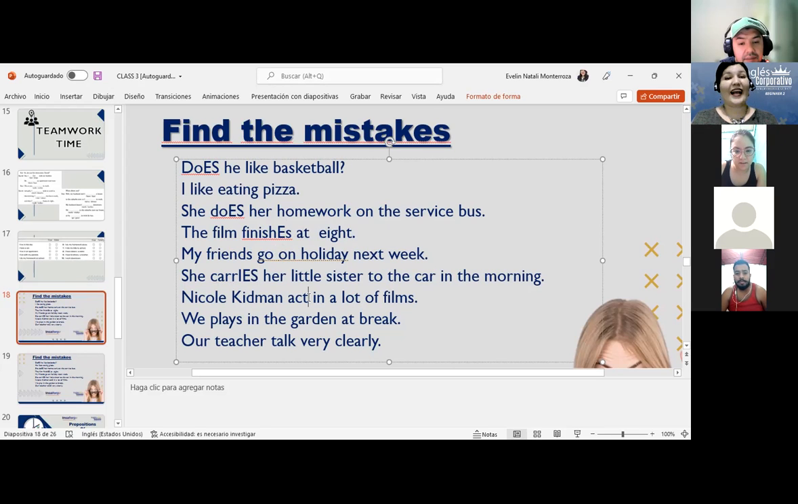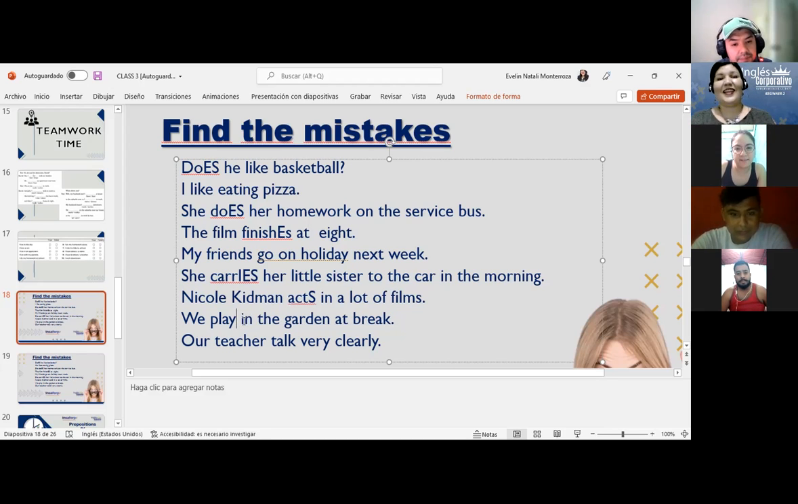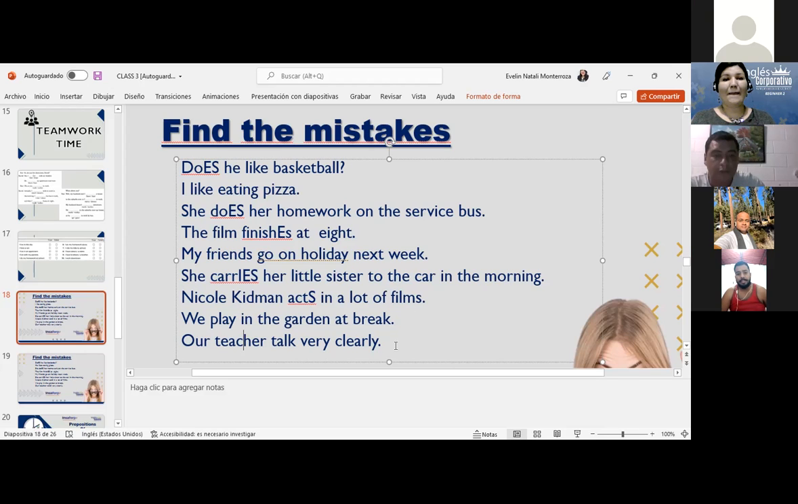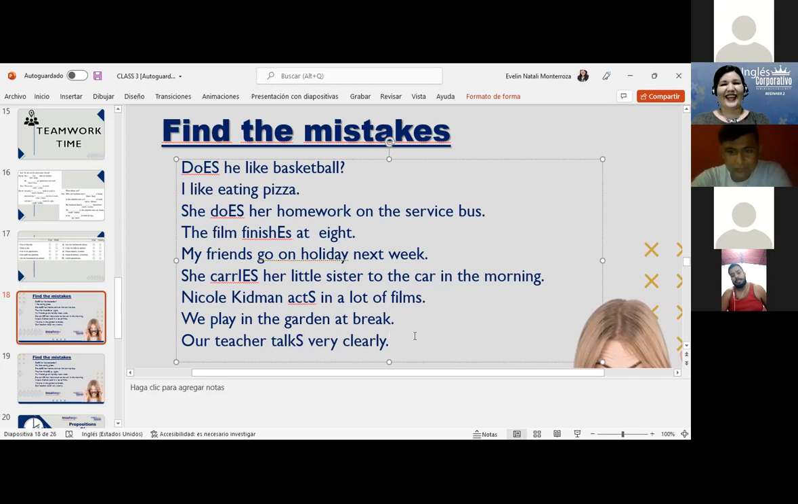Nicole Kidman asked. We play. What is the problem? Yes, it needs an S. The next one? Our teacher. Teachers. It says for teachers, but the sentence here is teacher, which is not the verb. Excellent. Because the teacher is not a verb. Our teacher talks very clearly.